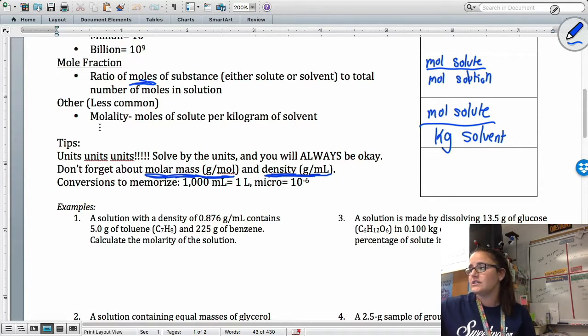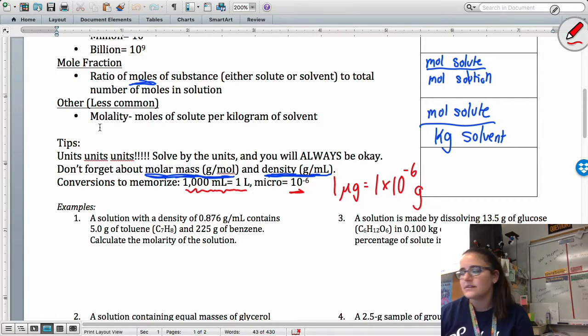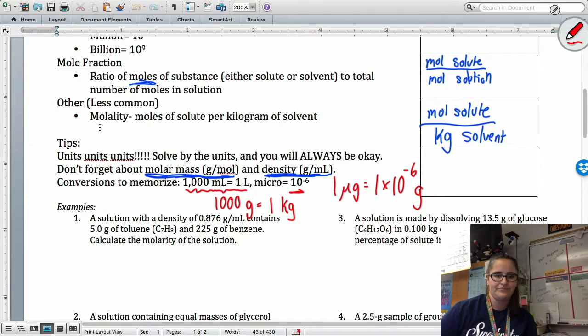Some other conversions that will be helpful that you need to have memorized is that there's 1,000 milliliters in a liter. Sometimes you'll see micrograms or microliters. Those are 10 to the 6th. So 1 microgram is 1 times 10 to the negative 6 grams. That might come up. Another one is that there's 1,000 grams in a kilogram. Okay, cool.